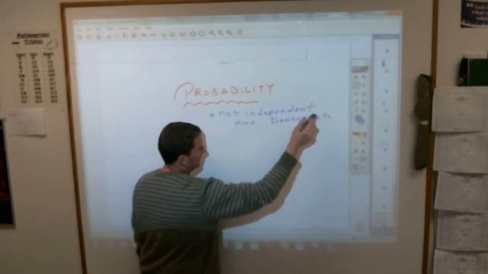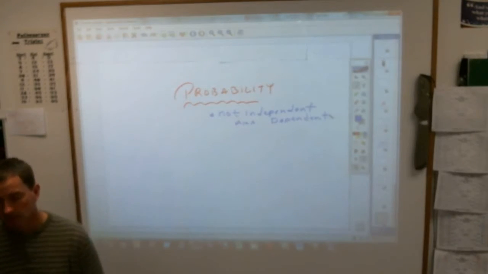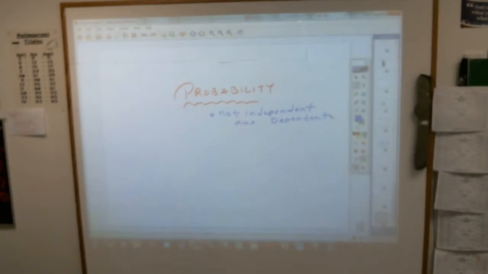What in the world does that mean? What do you suppose that means? Are you dependent? Aren't you dependent? What's it mean to be independent? Independent means you can stand alone, you don't need anything from anybody.